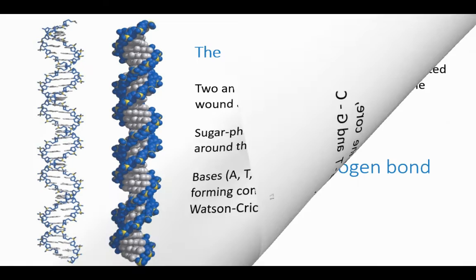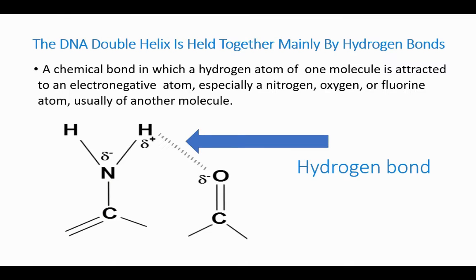Now, take note that the type of bond occurring between the double helix is the hydrogen bond. You have a partially positive hydrogen from the amino group and a partially negative oxygen from the carbonyl group, causing them to form your hydrogen bond. By the way, guys, take note, it's still recorded. I'll upload this later on.